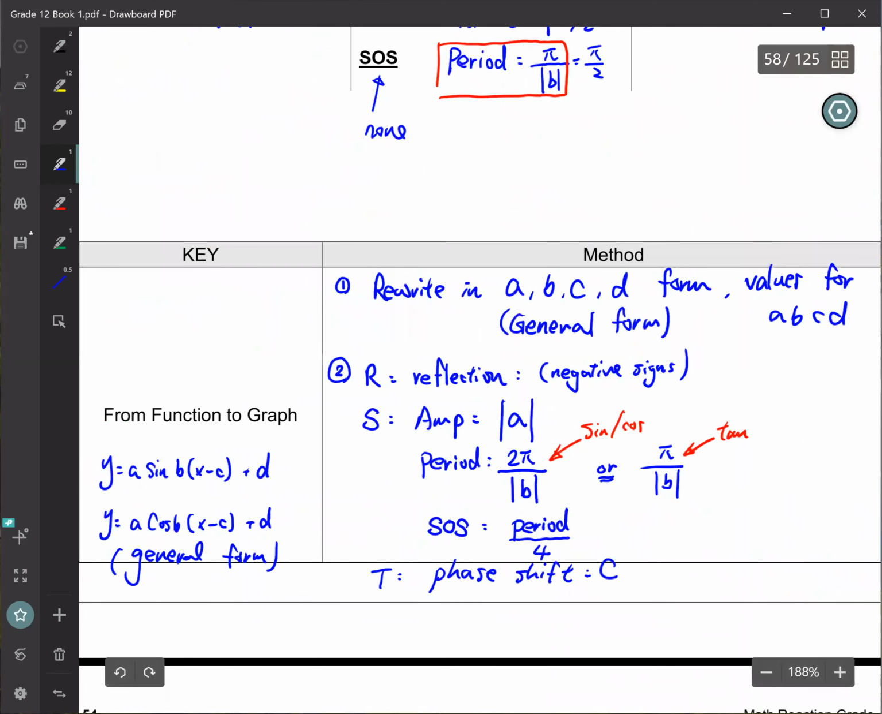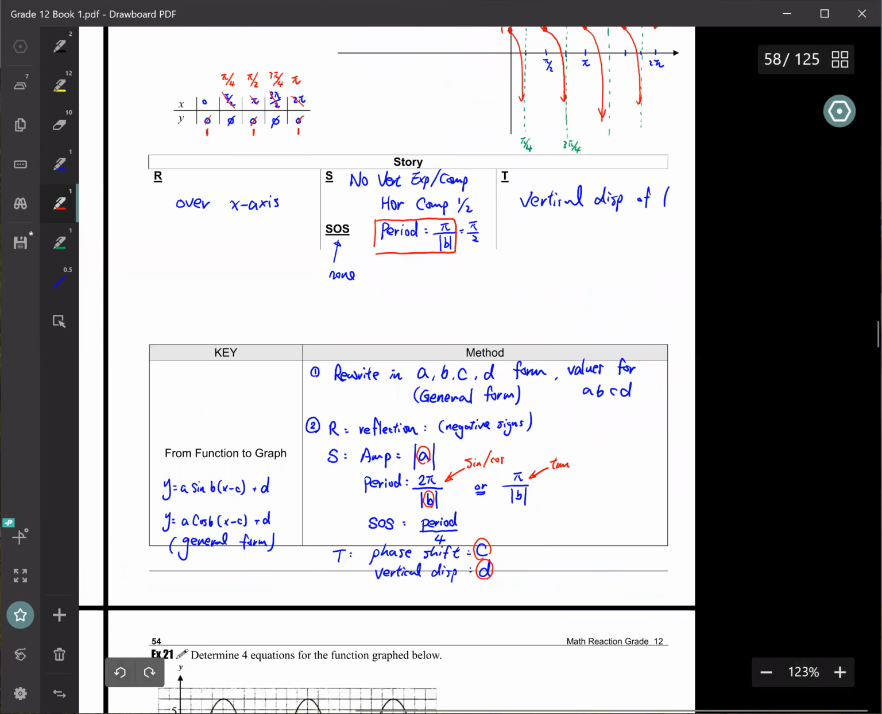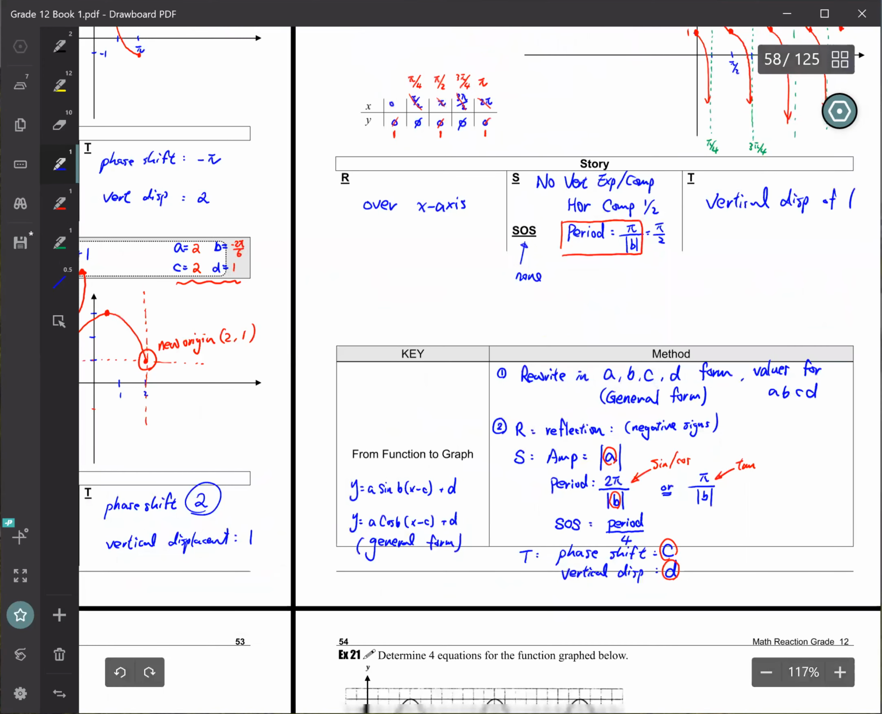And the other thing is what, Irae? Vertical displacement. And what do you look at? D. Yeah, displacement is for D. So we have A, right? A is here, B for period, C, D for translation. Now we got all the story. What's the final step? What's the last thing we need to figure out? Trudy?